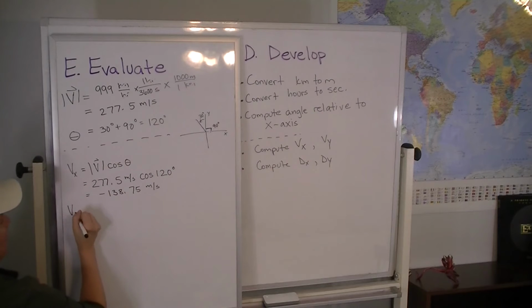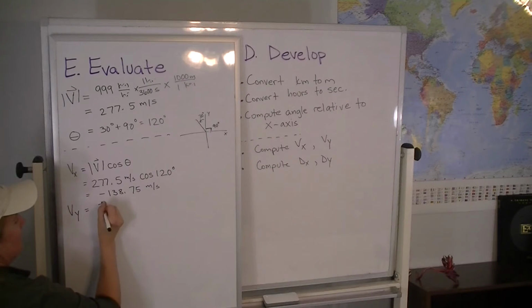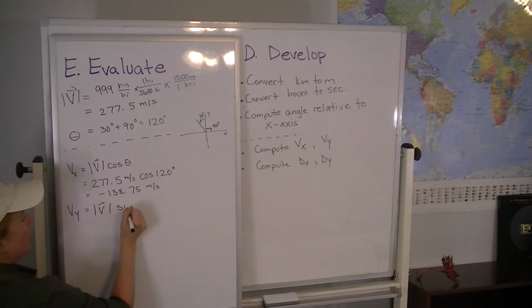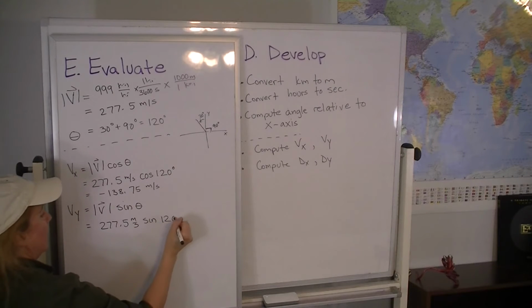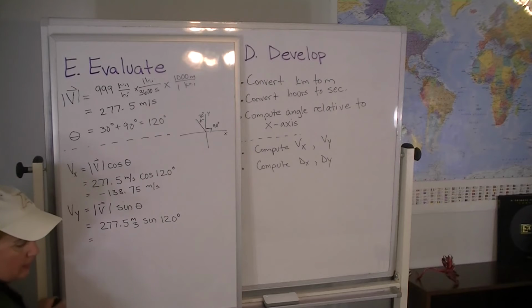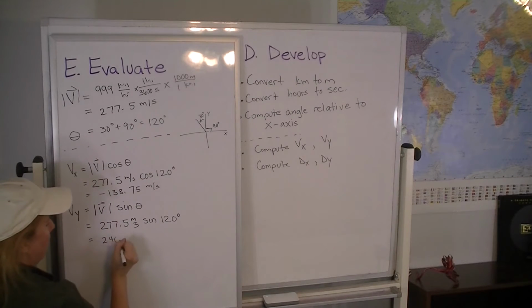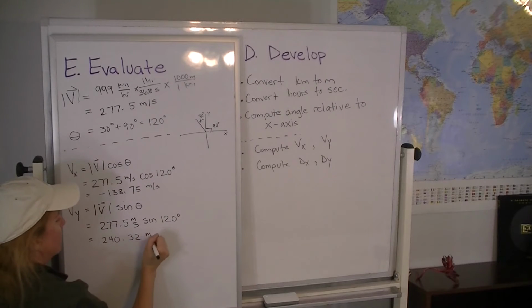Okay, so now the y component, similarly, is the magnitude of the velocity vector times the sine of the angle this time. So it's still 277.5 meters per second this time times the sine of theta, and that is going to give us a y component of 240.32 meters per second.